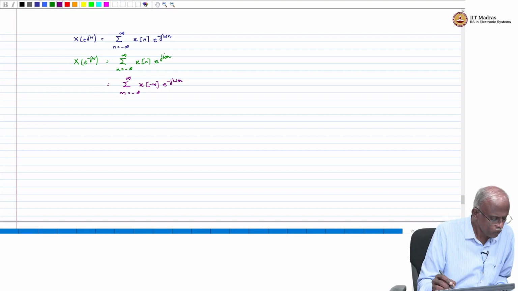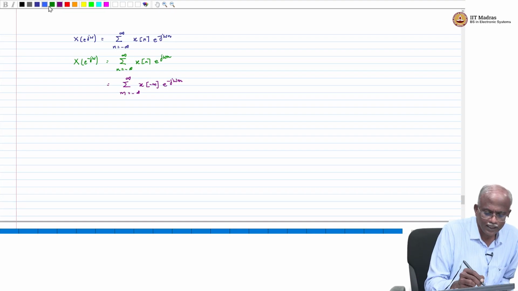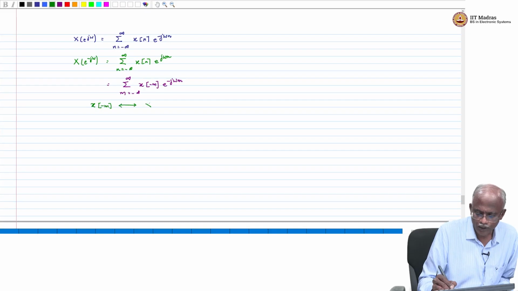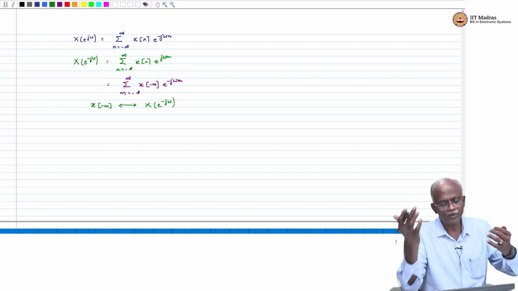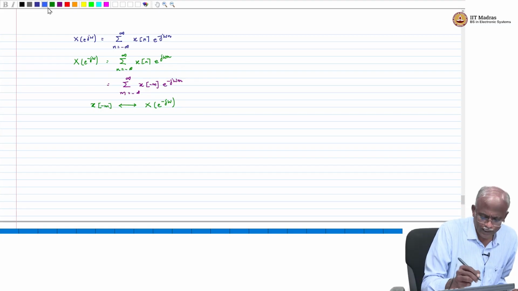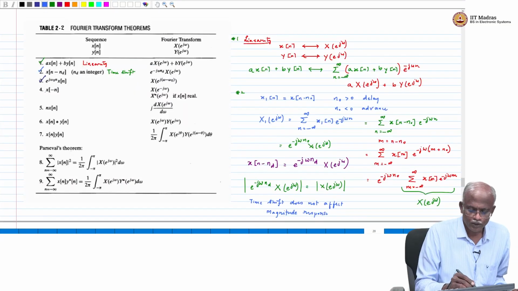We get summation m equal to minus infinity to infinity x of minus m e power minus j omega m. So we get the result that for x of minus n, the time reversed sequence, the corresponding discrete time Fourier transform is a reversal in terms of frequency, X of e power minus j omega. This is one result that you can tick off. So x of minus n has the transform X of e power minus j omega.